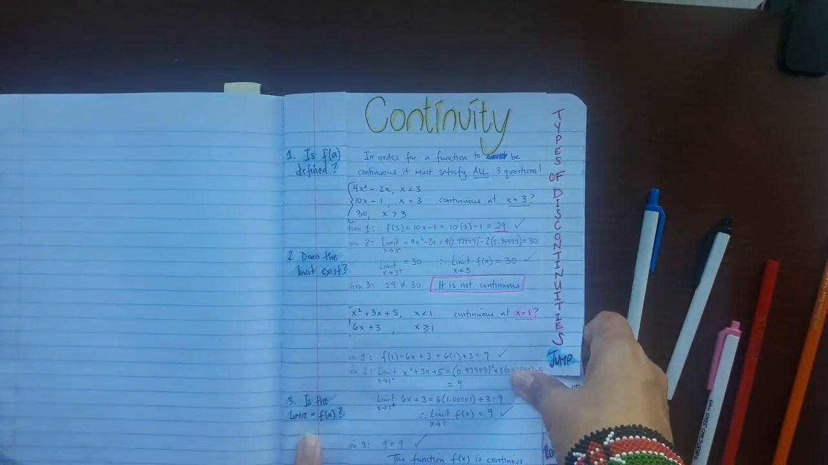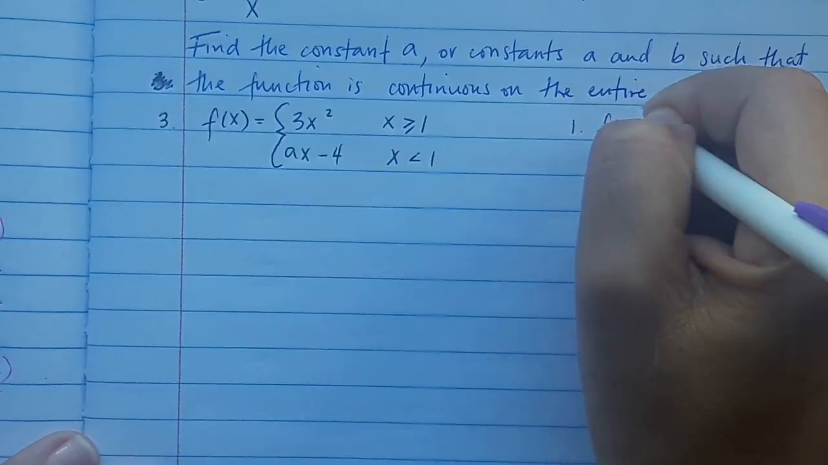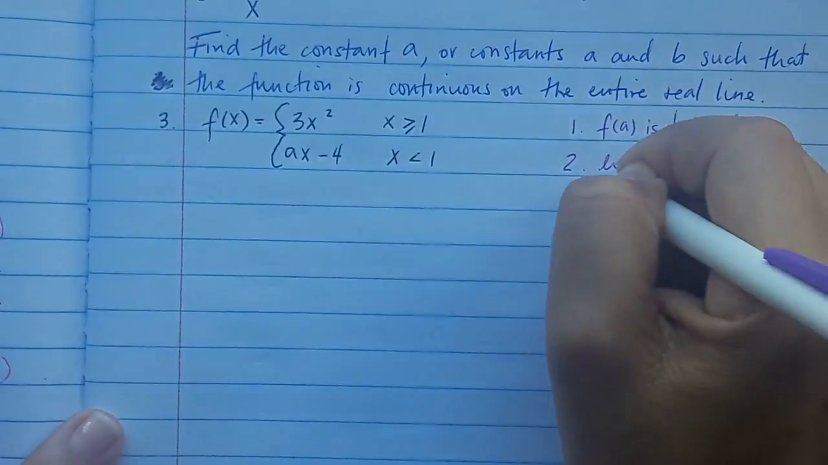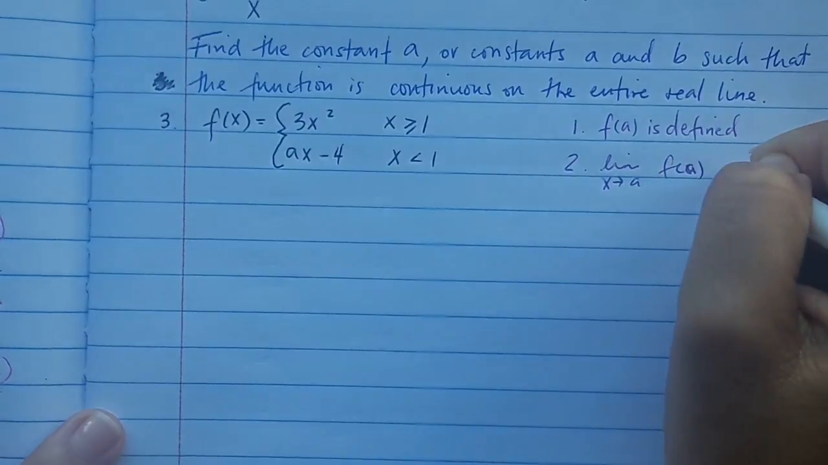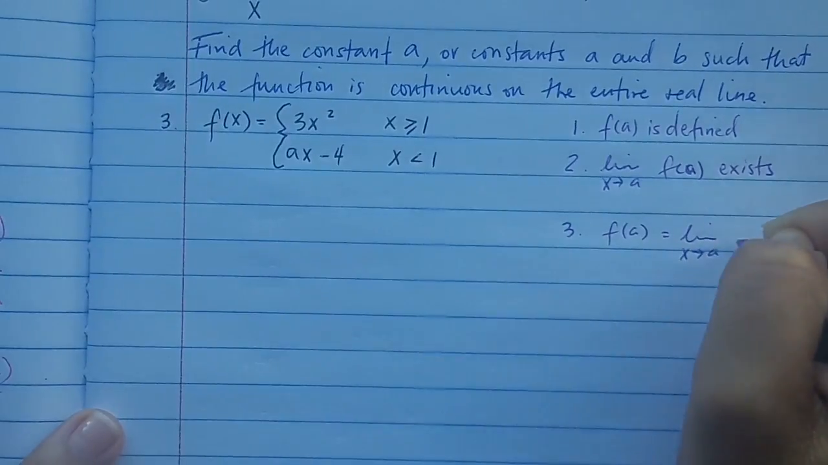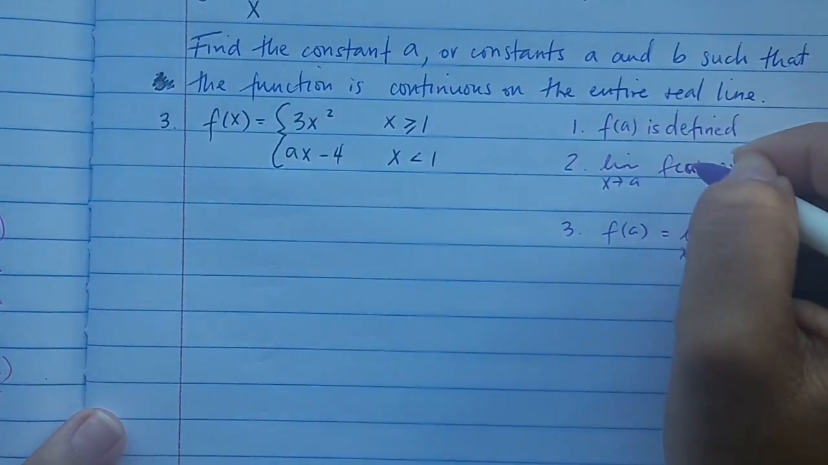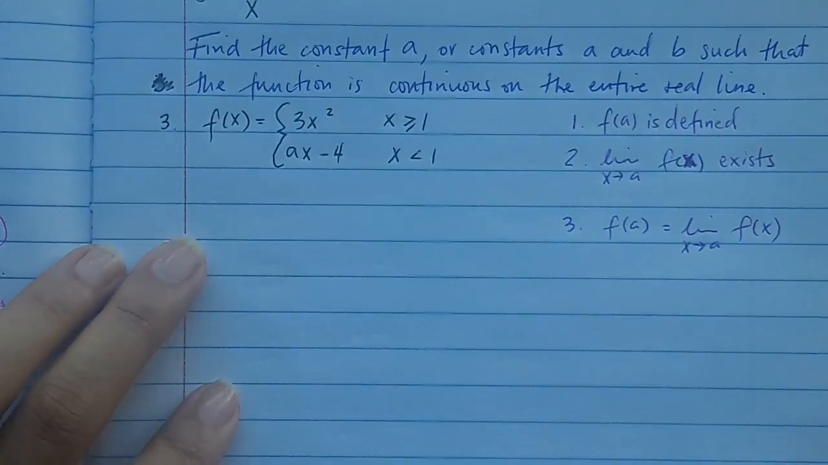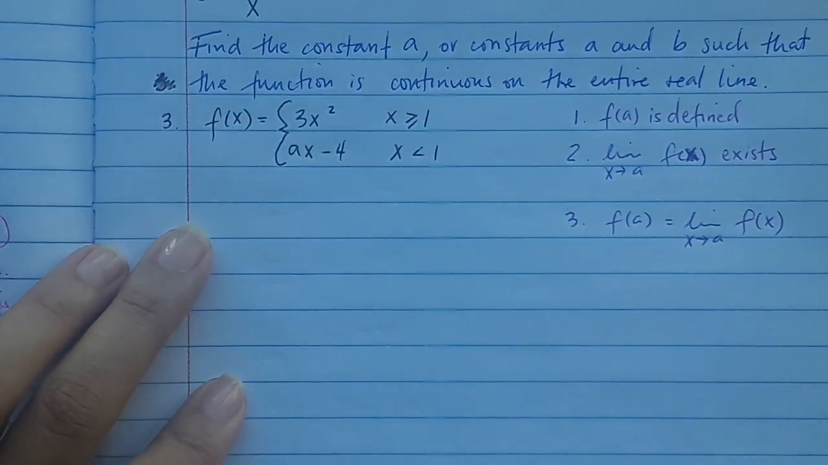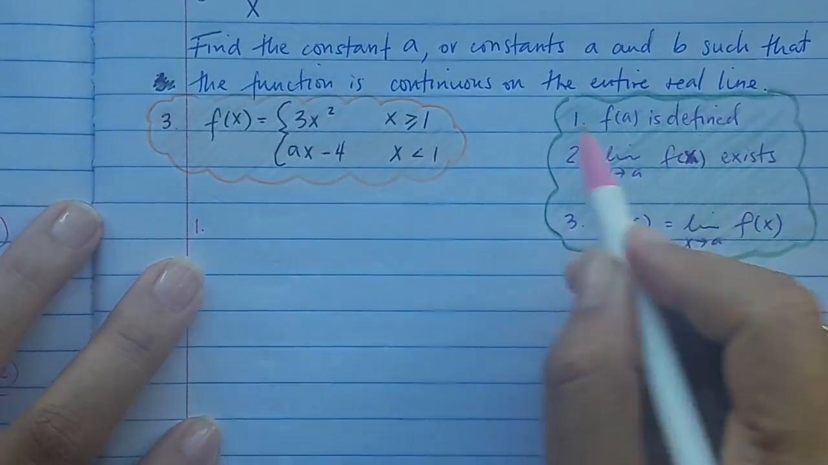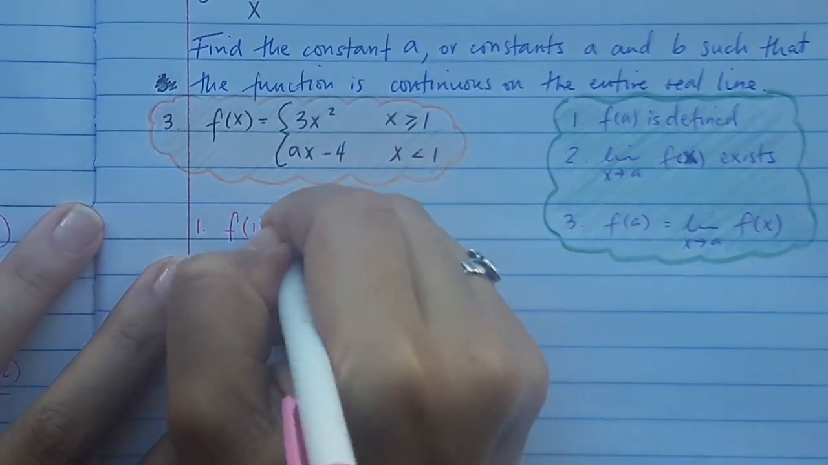And again, as long as you know the three things that make a function continuous, that is, f of a is defined, the limit as x goes towards a of f of x exists, and that f of a is equal to that limit, then the function is continuous. So let's take a look at each of those individual things. So the first one, f of a is defined. So you look at the endpoint, so you're looking at 1. Is f of 1 defined?